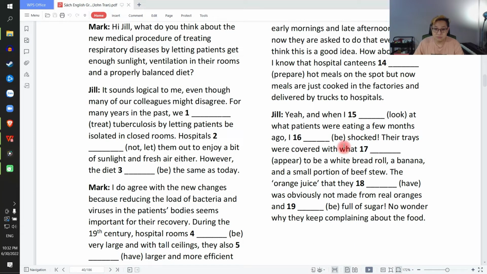Okay. 15. Yeah, and when I looked at what patients were eating a few months ago, I was shocked. Of course, this is 15 and 16 are simple completed actions. So past simple. Their trays were covered with what appeared to be a white bread roll, a banana, and a small portion of beef stew.